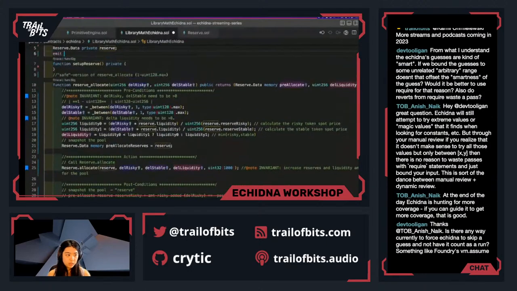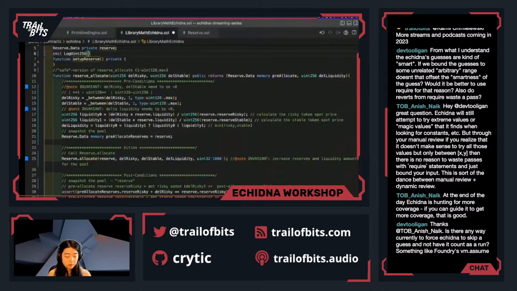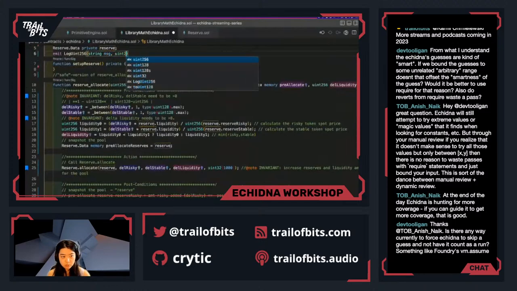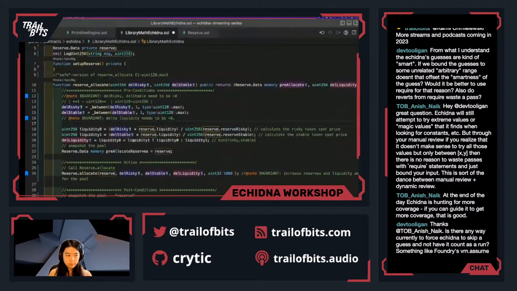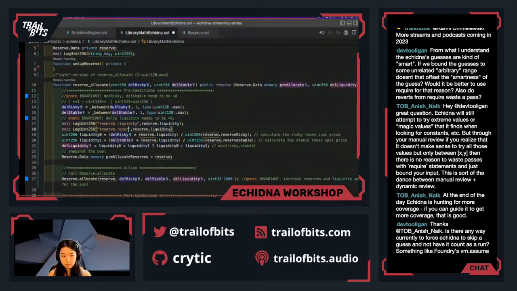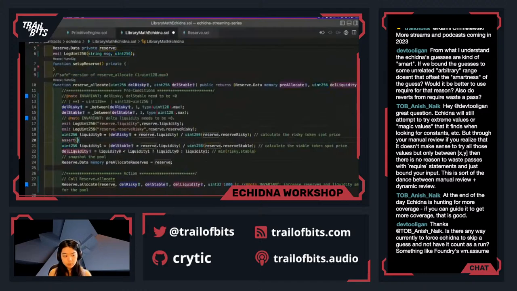We can pretty easily do that by adding an event that allows us to specify a message and a value. And here, it's failing on this specific line, which means before that, I'm just going to emit a log in uint256. We already know that del risky is going to be between one and uint128, but we do want to know what is reserve liquidity, and likely importantly also what is reserve risky, that would cause this line to revert silently. And what I'm going to do here is just assert false so that we get those logs and see what that output looks like.